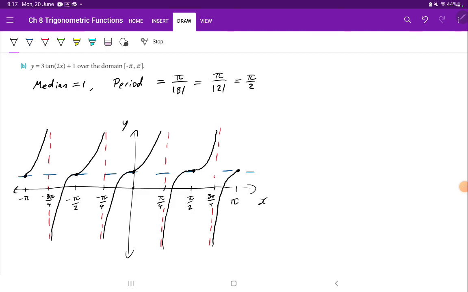And once again, we're not going to go past pi because that is our domain we've been given. So negative pi to pi, that's our full domain. You can see we get quite a few repetitions within that small little area.